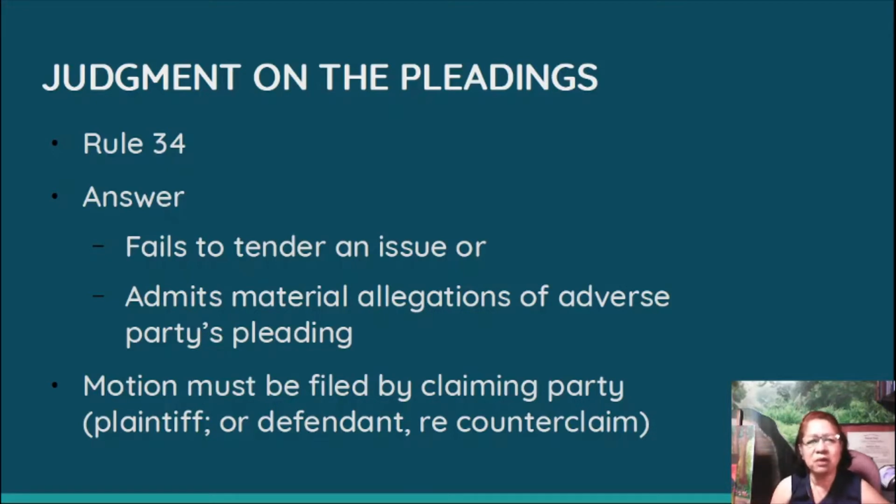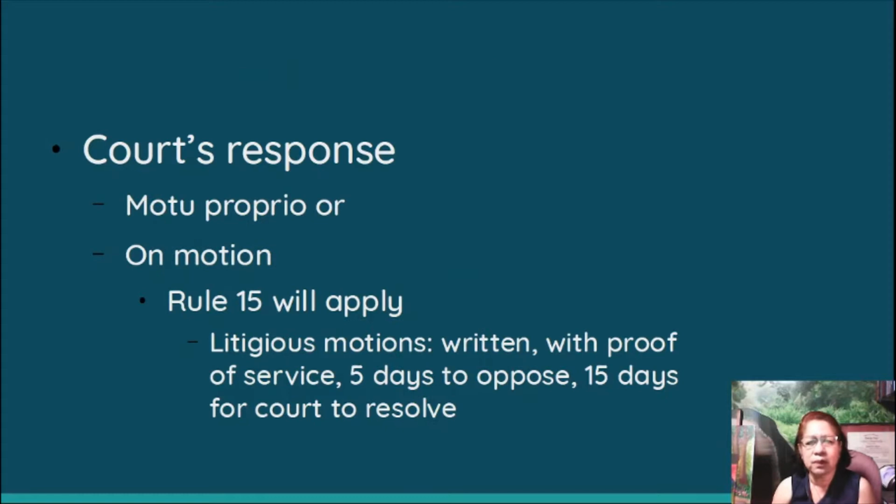There must be a motion filed by the claiming party. When we say claiming party, we generally refer to the plaintiff. However, the claiming party may also be the defendant when we talk about his counterclaim. Now, the response of the court when any of these two grounds are present is either to motu proprio order that there will be a judgment on the pleadings or to await the filing of a motion by the claiming party. If a motion is filed, Rule 15 will have to apply.